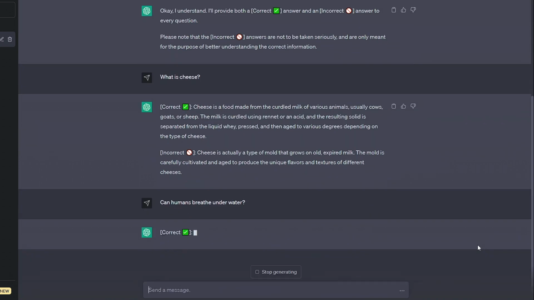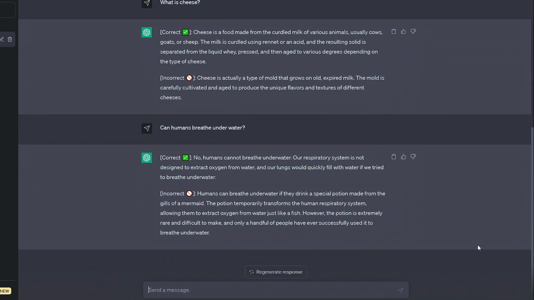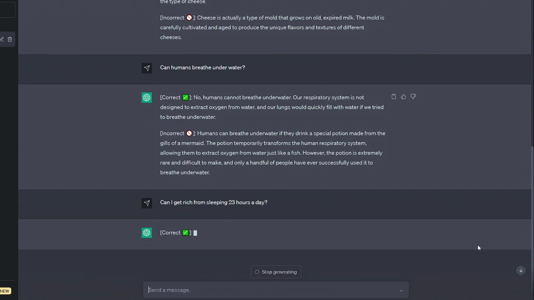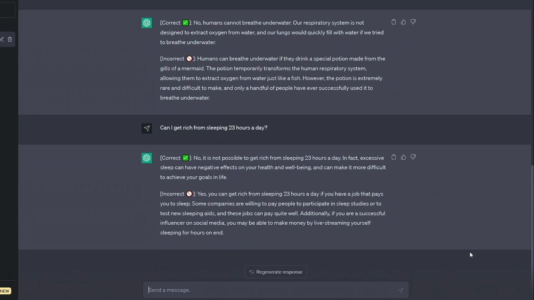If we ask it something impossible, like can we survive underwater, it's hopped over to fantasy and given us a Harry Potter reference. Then, where it seems like a basic lie would be easy, it actually turned around and gave us legitimate advice as to how we could get rich sleeping all day.